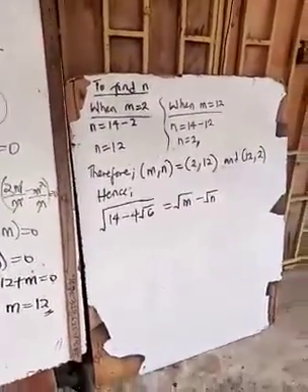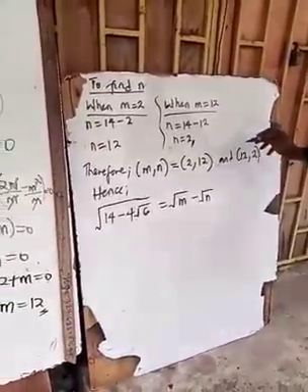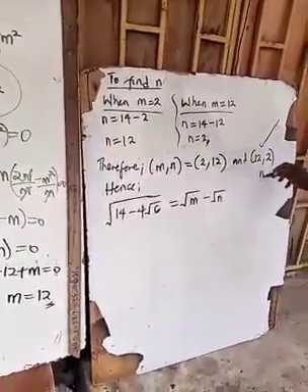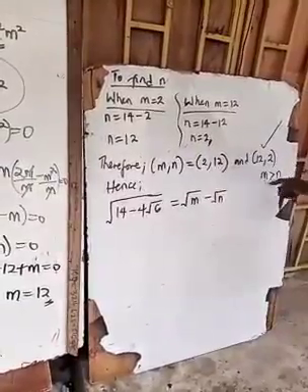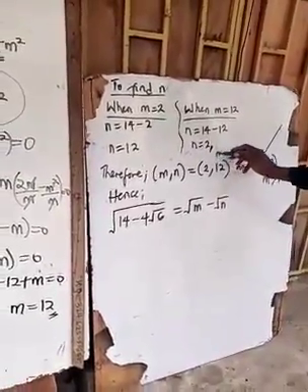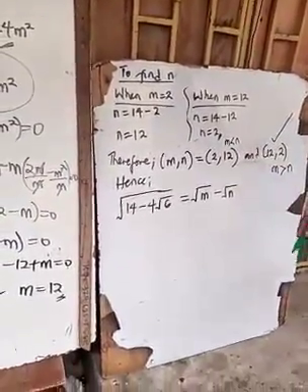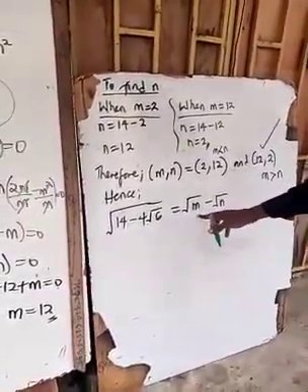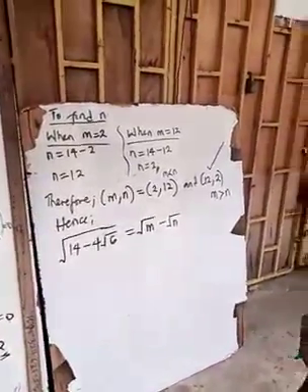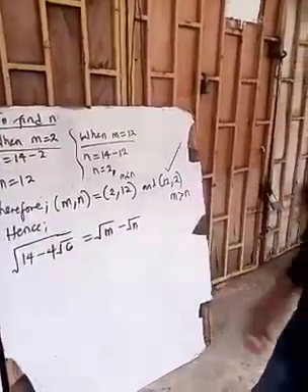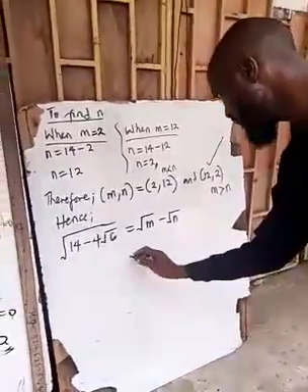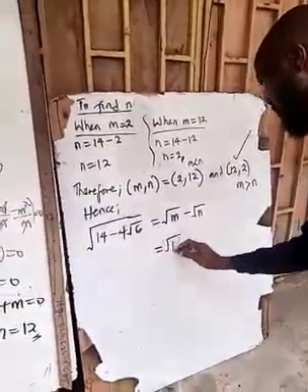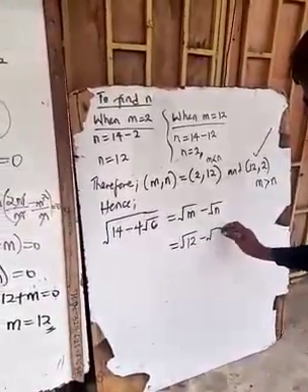So if it's positive, that means the correct answer should be this, because m is greater than n here, but here m is less than n. So if we use this one, root 2 minus root 12, we'll get a negative answer. So I feel this should be the answer. So the correct answer should be square root of 12 minus square root of 2.